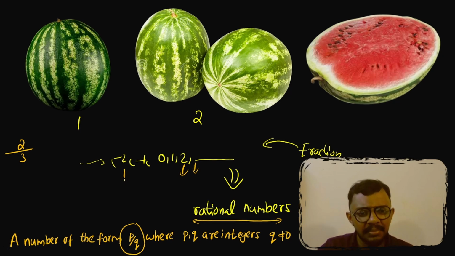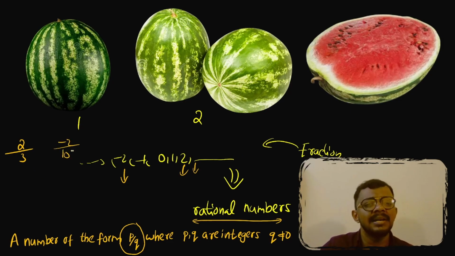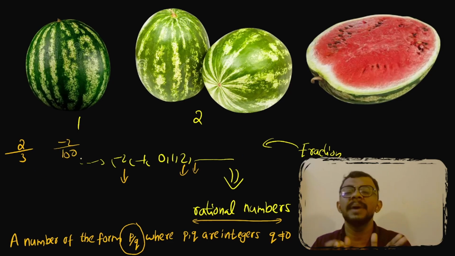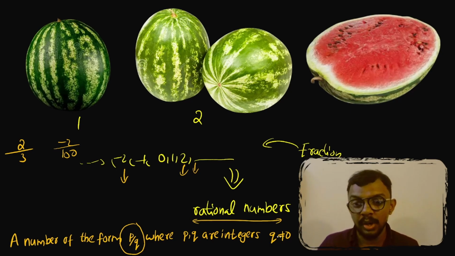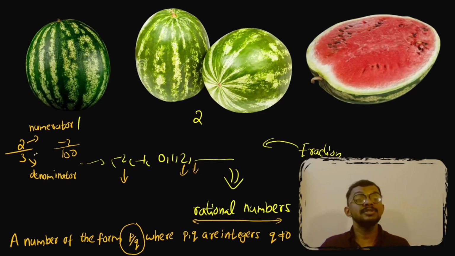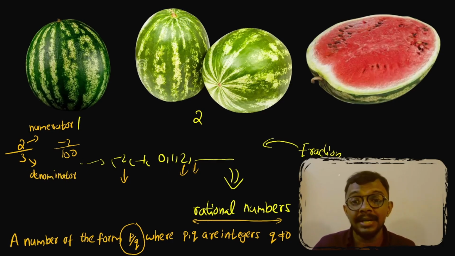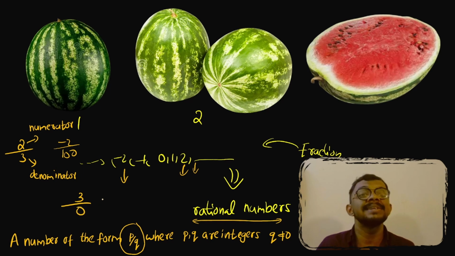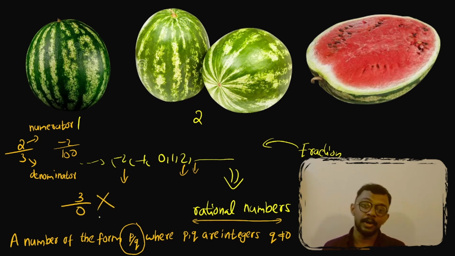Any integer: if I consider minus 2 as an integer, and 100 is also an integer, then minus 2 by 100 is a rational number. Any integer by integer, but there is an exception: q not equal to 0. The upper part of a fraction is called the numerator and the lower part is called the denominator. The denominator cannot be 0. Do not think 3 by 0 is a rational number. That's completely wrong. So a rational number is an integer by integer form of number, where the denominator is not 0.